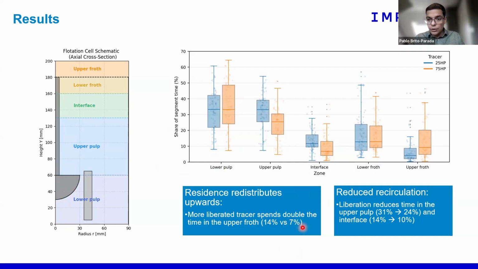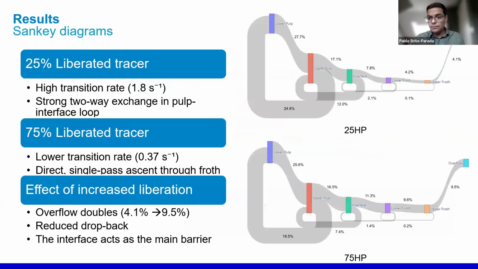We can also see reduced recirculation. The liberation of the particle reduces the time in the upper pulp because basically it doesn't get there as frequently as the less liberated particle. And again, we can quantify it. We see a change from 31% to 24% in the upper pulp, and also a reduction at the interface, as you can see from these plots.